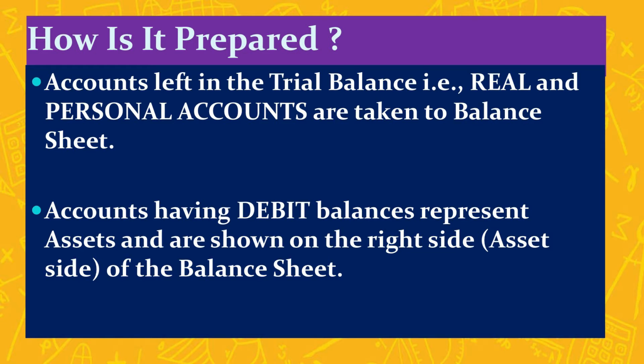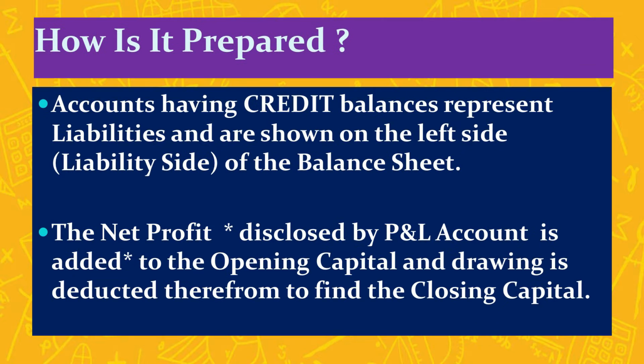Now accounts which are having debit balances, they represent assets and they are shown on the right hand side, that is the asset side of the balance sheet. And the accounts which are having credit balances, they represent the liabilities and they are shown on the left hand side, that is the liability side of the balance sheet.